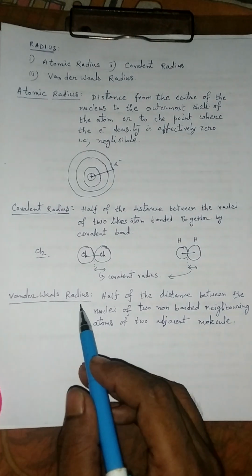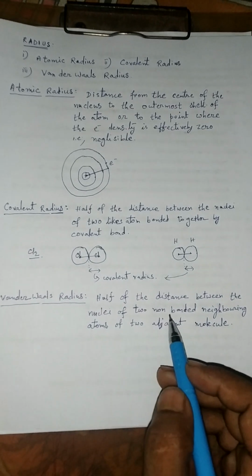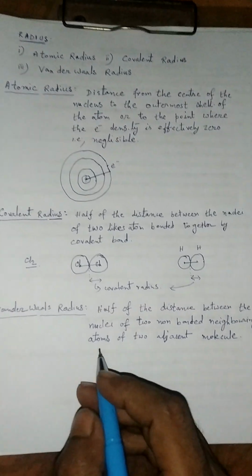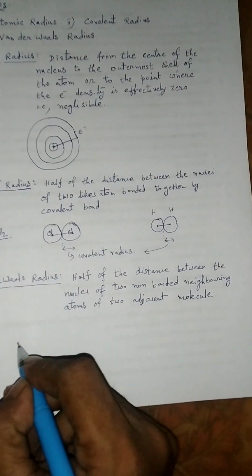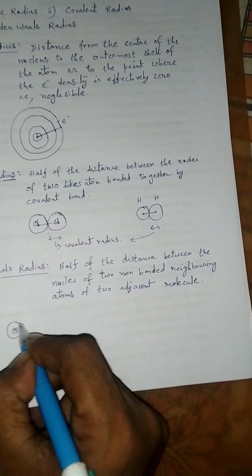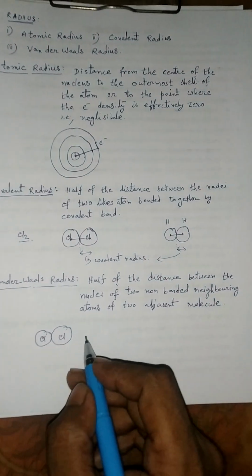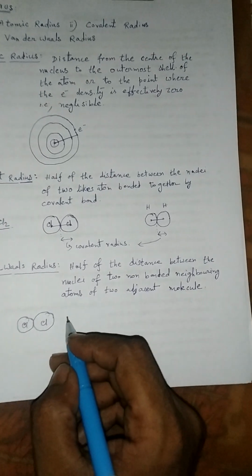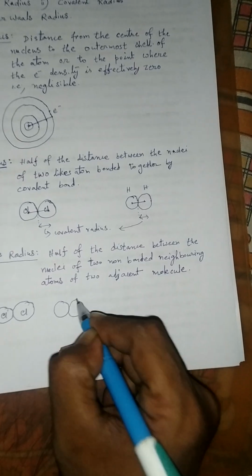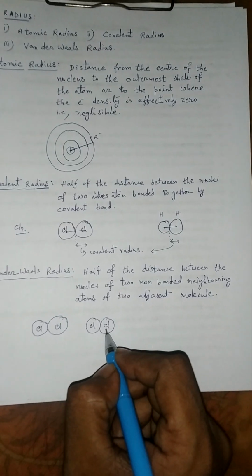Van der Waals radius is defined as half of the distance between the nuclei of two non-bonded neighboring atoms of two adjacent molecules. That means here consider two molecules, suppose two chlorine molecules. If we consider chlorine gas, there are a huge number of chlorine molecules. This is one chlorine molecule and this is another chlorine molecule.